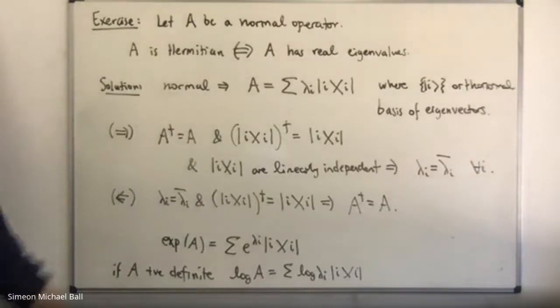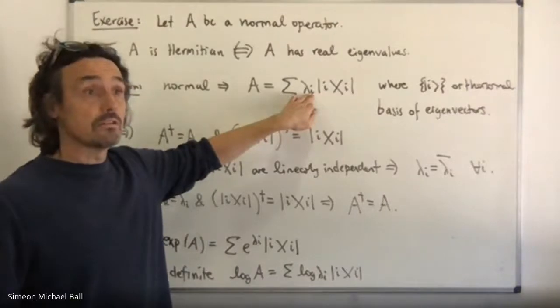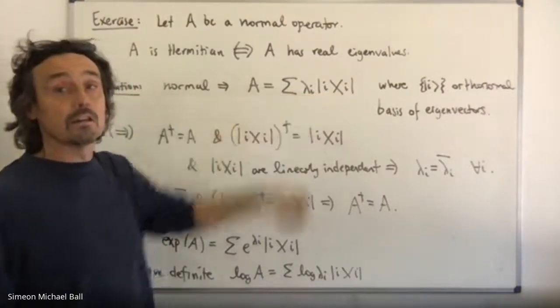So if we see a spectral decomposition here and all these numbers are real, we're going, okay. If it's not, then it's not Hermitian.